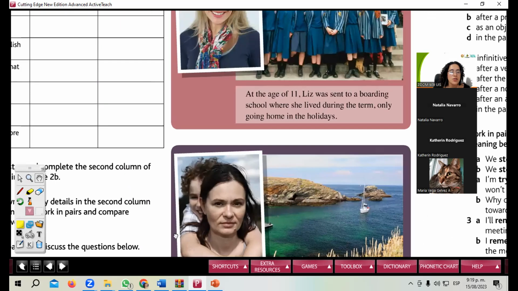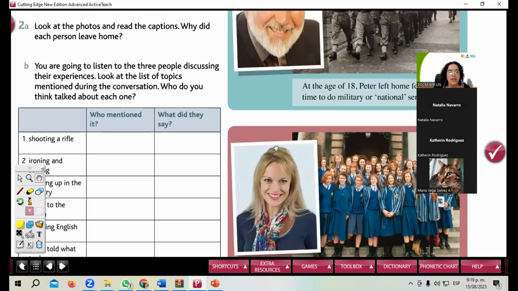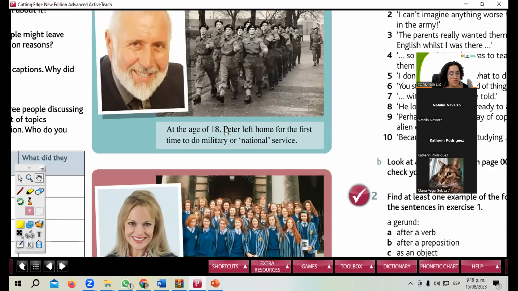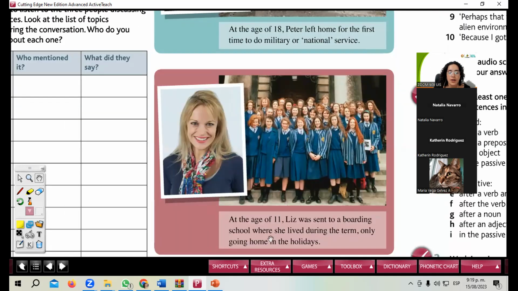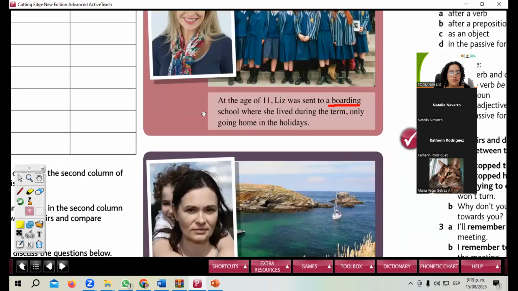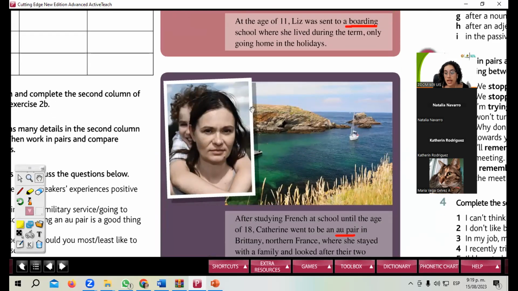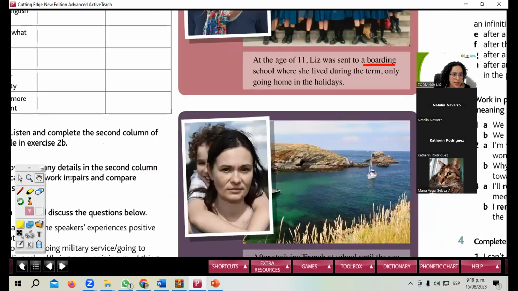Okay, so the reasons, we already have them. First, for military service. The second is for what? School. Boarding school. And the third is for work, so to be an au pair in France.